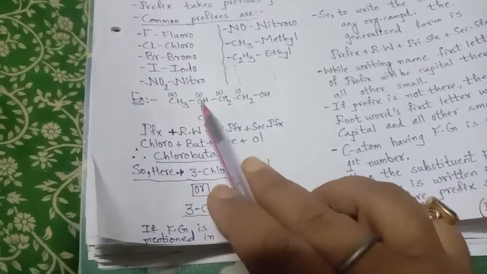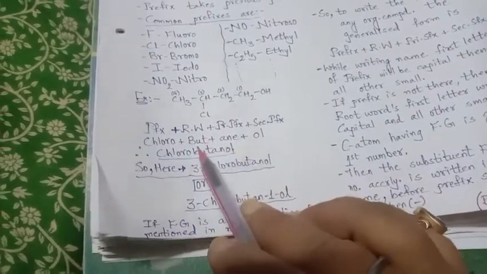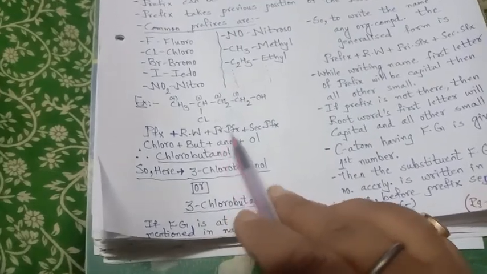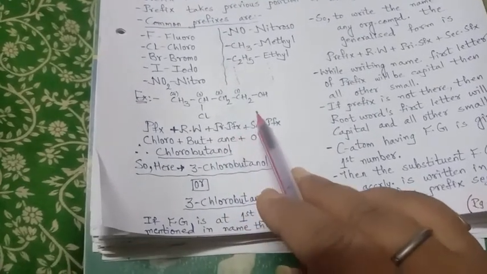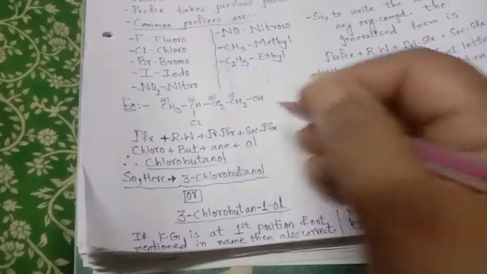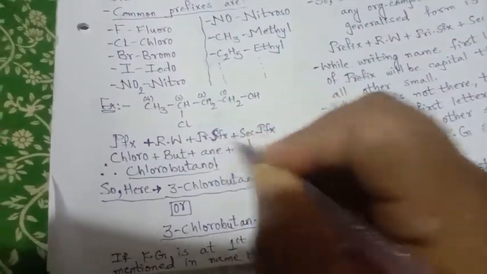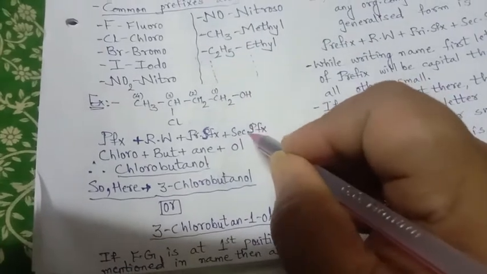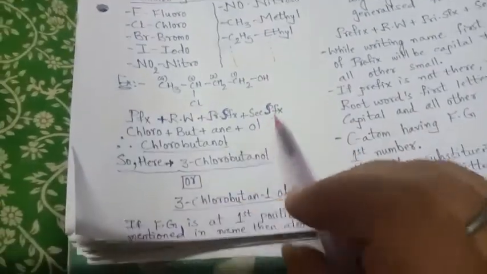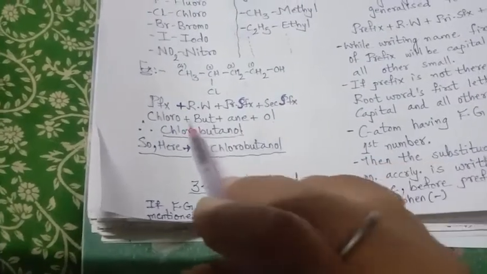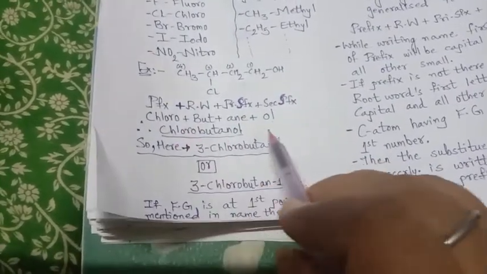Root word is 1, 2, 3, 4 carbons, but all single bonds. So we have primary prefix and primary suffix, and here I have written P, but it should be secondary suffix, primary suffix, right? And OH is the alcohol group, so the secondary suffix is -ol. So the name will be chlorobutanol.